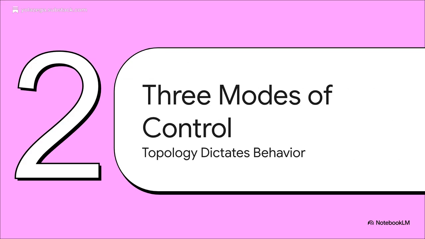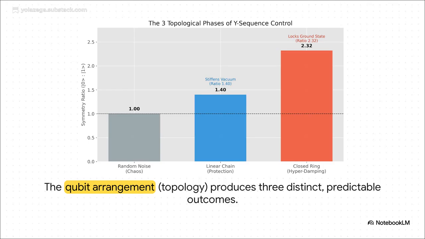Okay, but here's where things get really cool. This geometric trick isn't a one-size-fits-all kind of deal. It turns out that how you physically lay out the qubits, their shape or topology, dramatically changes what happens. You get 3 totally different modes of control. And you can see those outcomes right here. Depending on that geometric arrangement, the Y sequence can do some pretty amazing things. We're going to look at 3 distinct, predictable results that come out of this.